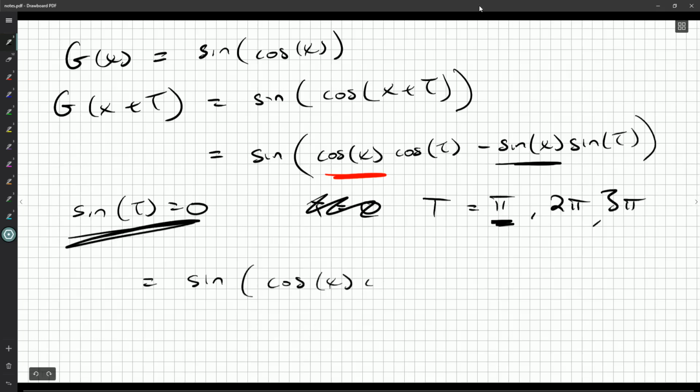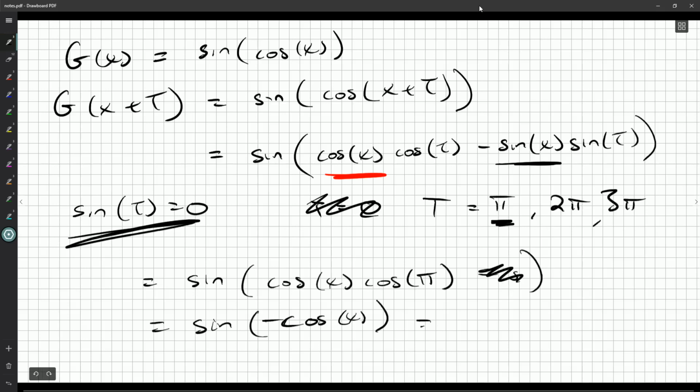sine of cos x. What's cosine of pi? So that'll make the rest of this go away. Now, cosine of pi is minus 1. So we'll get sine of minus cos of x. Now, sine is an odd function, so the minus sign pops out. And this isn't quite what we want. It isn't quite what we started with, so oops, this isn't going to work.